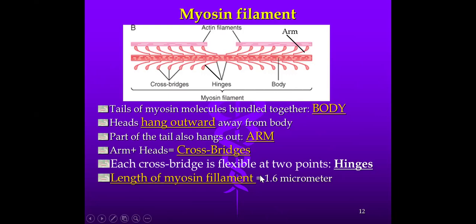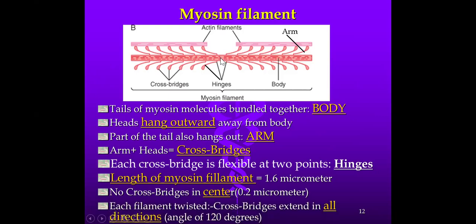The length of the myosin filament is almost 1.6 micrometer. There are no cross bridges in the center, and that region is 0.2 micrometer and is known as the bare zone. Each filament has twisted cross bridges extending in all directions at an angle of 120 degrees. Remember this again: how many degrees the cross bridge can move. So if this cross bridge moves from here to there, it can move up to an angle of 120 degrees.